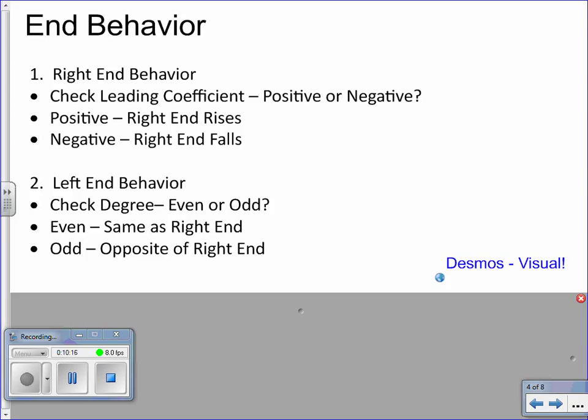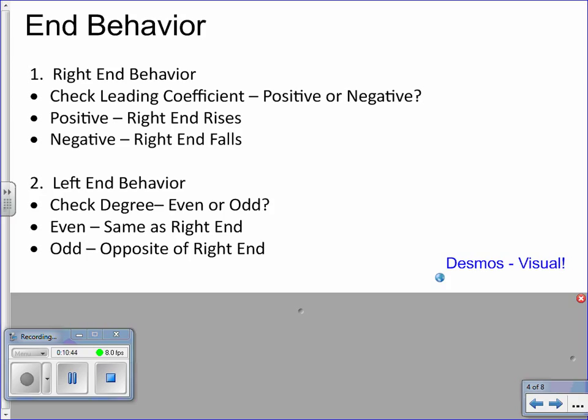If your degree is an odd degree, your polynomial will do the opposite. So if the right side is rising, then the left side will fall. If the right side is falling, then the left side will rise. They'll do opposite end behaviors. I always like to think about it like odd is opposite. O. They go together.